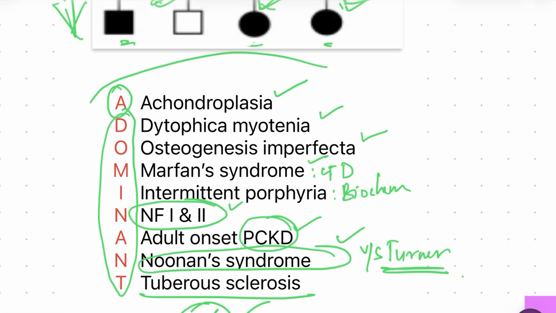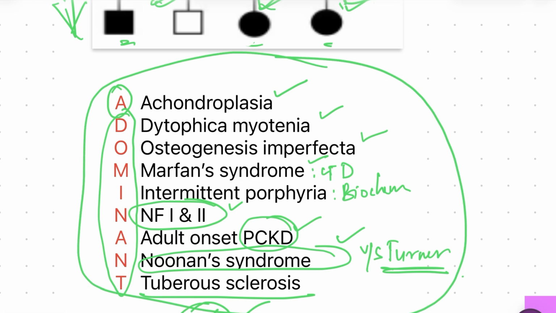Then adult onset polycystic kidney disease. It is a surgery topic, but I'll try to make a video on whatever is related to the medicine part. Then Noonan syndrome, no need to worry. I'll be comparing this with Turner syndrome, as I said. The basic difference is that Turner's is a sex chromosomal disorder, whereas Noonan's is autosomal dominant. Then we have tuberous sclerosis, and I'll be making a video on this. It is a CNS condition, usually seen in pediatric cases, but let's cover it briefly if possible.